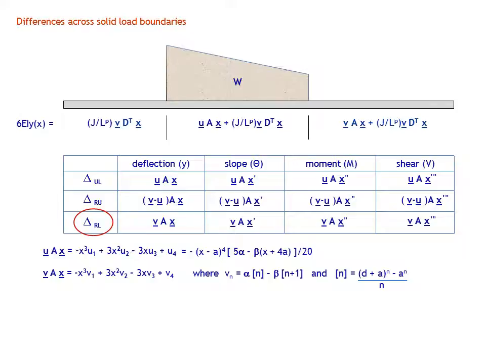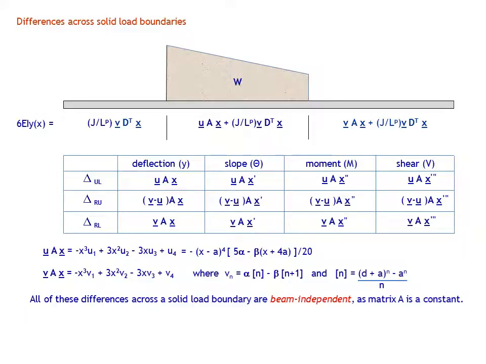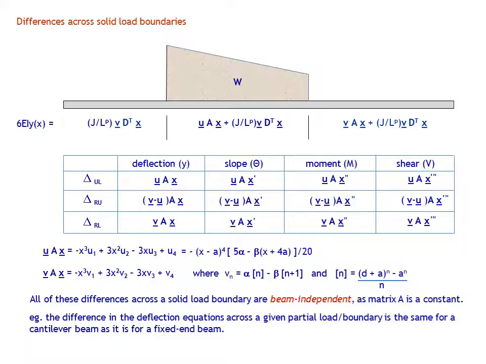So, for example, the difference in the slope equations across the entire load will be given by 6EI delta theta RL is equal to vax dash. All these cross-boundary differences depend on matrix A, which is a constant, so these differences are beam independent. This means that the differences in the formulae for deflection, slope, moment and shear across a given boundary will be the same for all four beams for a given load. This result isn't immediately obvious when looking at these equations written in their usual form, but it is using this global matrix formulation.